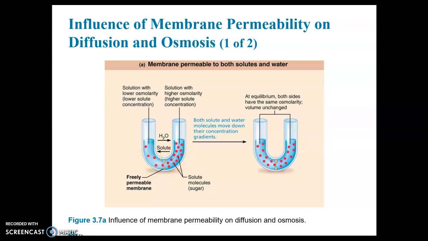Okay, so if sugar could diffuse, sugar would move from the right side back to the left side, from its high to its low concentration. But if sugar is too large to diffuse across the membrane, then water is going to move in a direction that will cause the solutions on both sides to reach equilibrium.